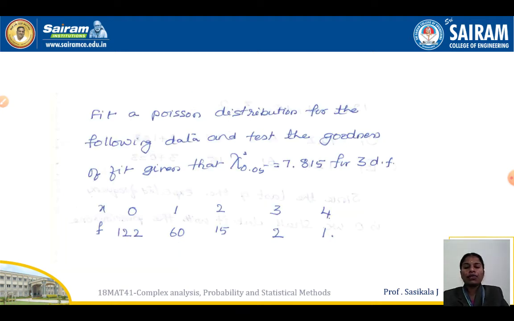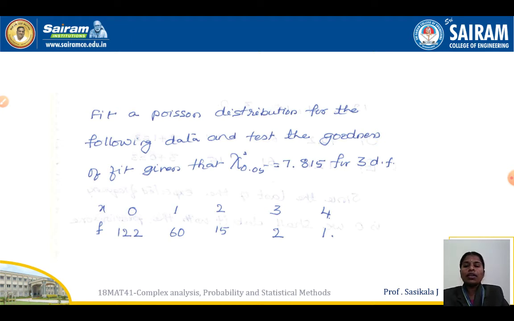Okay, we'll go with one more example. Fit a Poisson distribution to the following data and test the goodness of fit. Given that chi-squared at 0.05 is 7.815 for 3 degrees of freedom. The x values are given as 0, 1, 2, 3, 4 and the frequencies are 122, 60, 15, 2, 1.